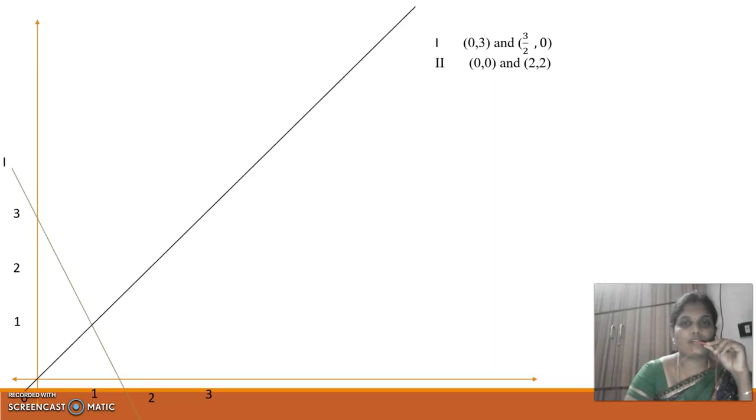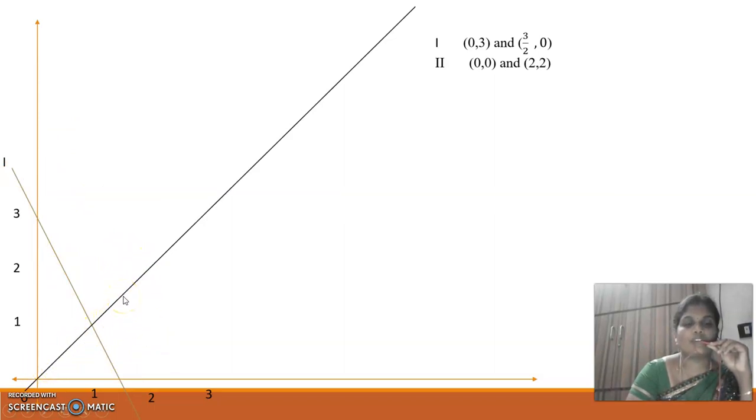Next we have to find out the shaded region. How to find the shaded region? We have to take any point. For example, for the first constraint, since it is greater than or equal to, the shaded region should be away from the origin, which means for the first constraint, the shaded region should be on the right hand side of the constraint, right? And what about the second constraint?